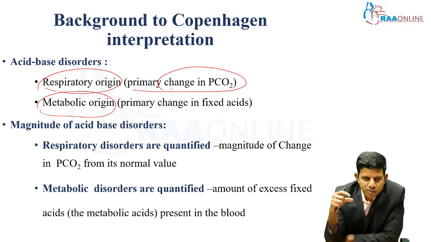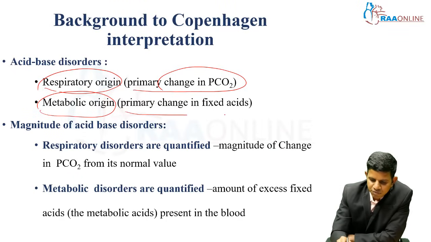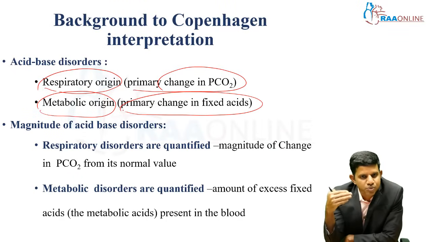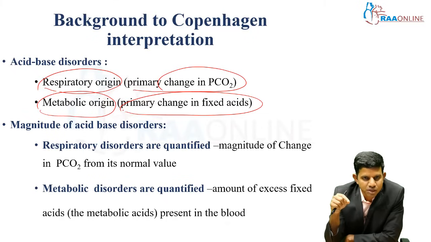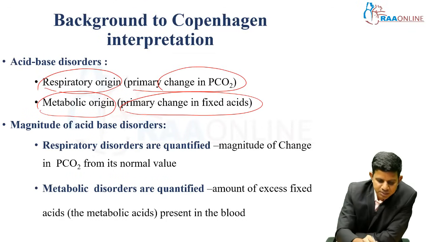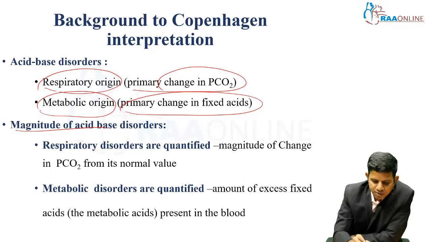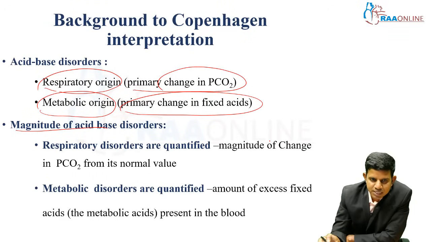On the other hand, if fixed acid is added to the body, it is a metabolic acidosis. If acid is removed from the body, it is a metabolic alkalosis. So we can identify the acid-base disorder based on the change in PCO2 and the change in acid level. Second, the magnitude of the disorder is identified by the magnitude of change in PCO2 and the magnitude of change in fixed acid.